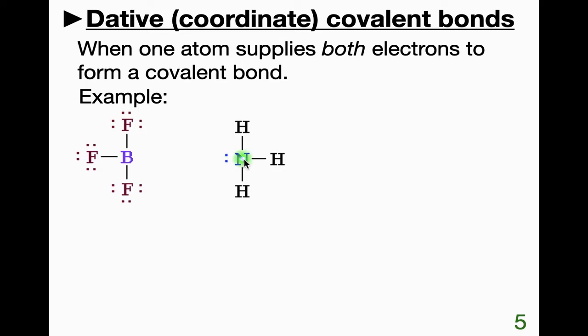So what will happen here is ammonia, that lone pair of electrons on the nitrogen, will go and merge with that empty p orbital. And so the empty p orbital from the boron and the filled p orbital of nitrogen will merge together to form a covalent bond.